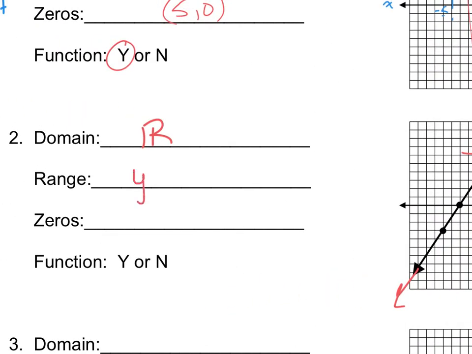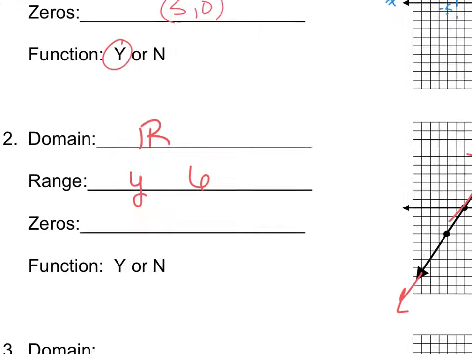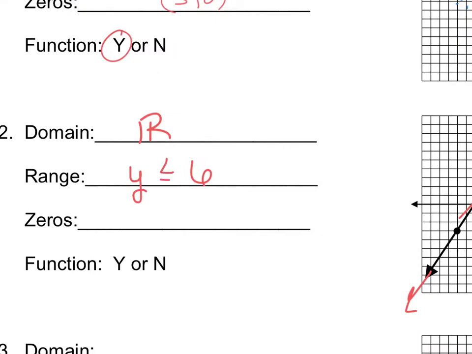So I don't have two values this time. I just have a top. I know that y is related to 6. So we just need to go less than or equal to or greater than or equal to. So if I notice everything on the graph is below 6, then y is less than or equal to 6 since it's a solid point.